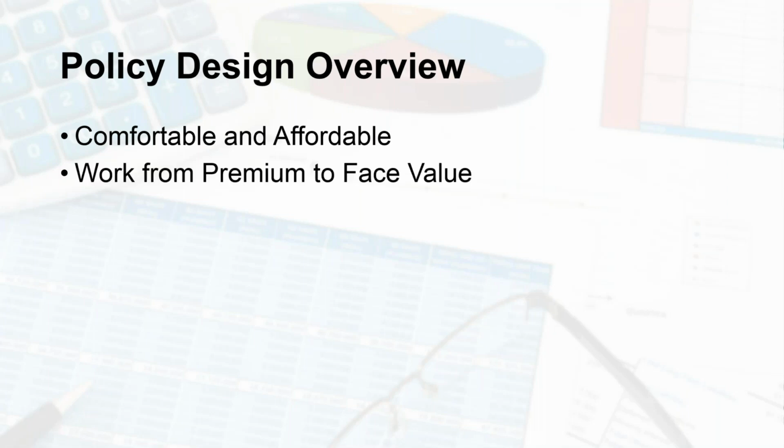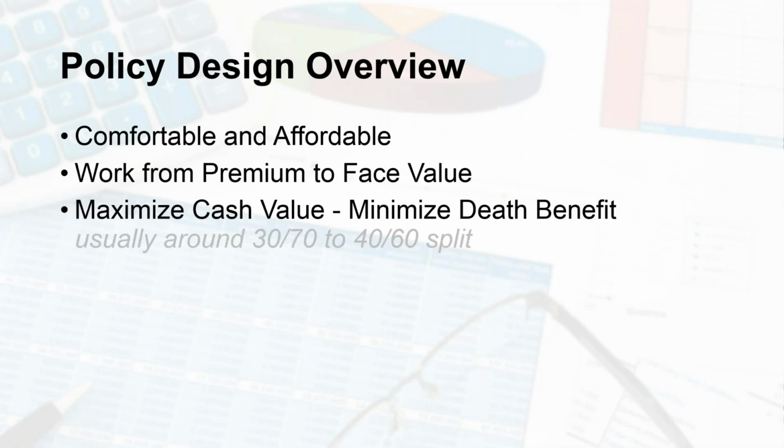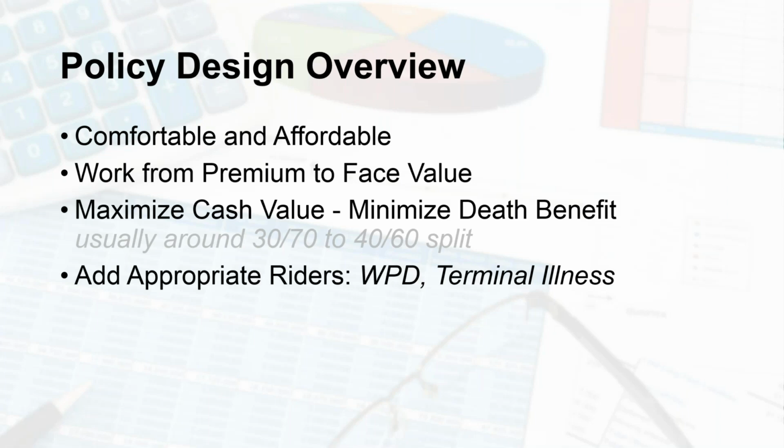Then from there, we have the premium amount to work with. We work from the premium amount to the face value. We generally design the policy for maximum cash value, which means we minimize the death benefit like Nelson Nash taught. And so usually we end up with around a 30 to 70 or a 40 to 60 split, that's base insurance to the paid up additions rider. All right. Then we can add the appropriate riders, WPD, terminal illness, whatnot. Then we can decide which company. Some companies are better for children or adults, or better for smaller face amounts. It's not usually a huge competition, but that's where we look at which company we might put the policy with.